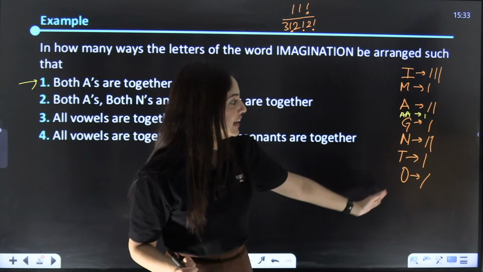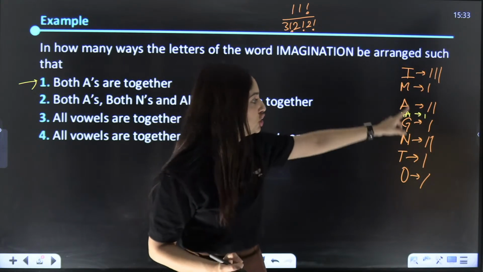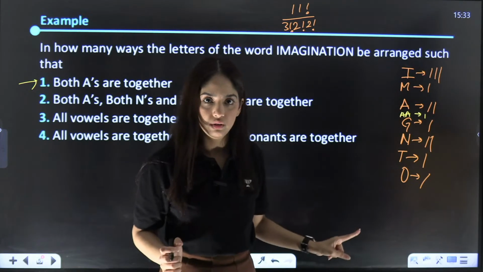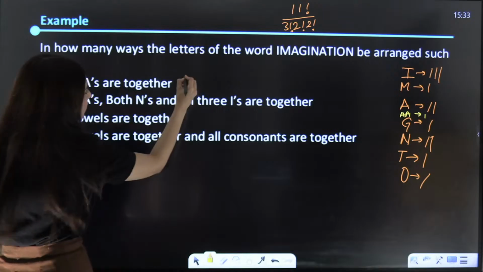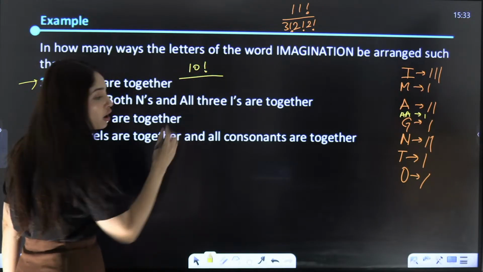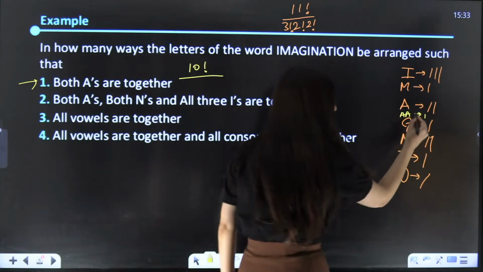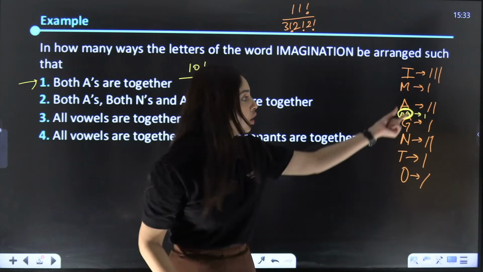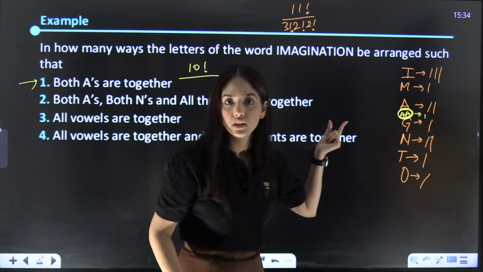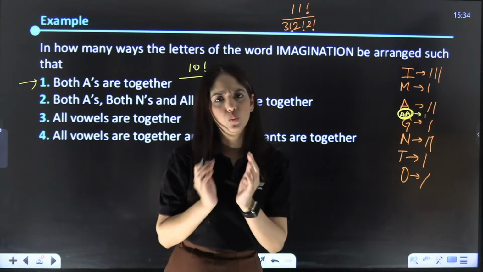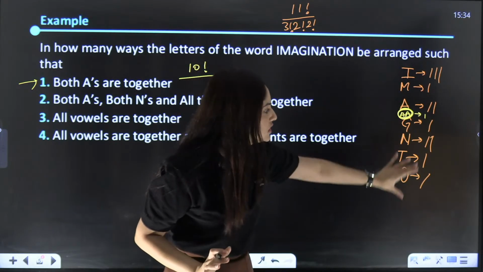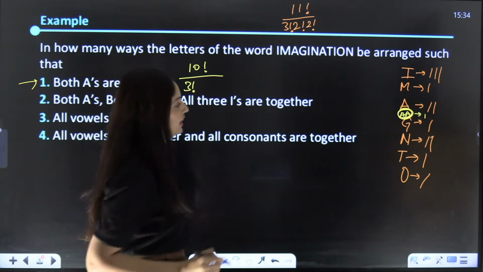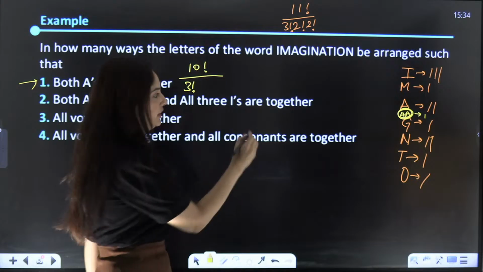Earlier we were arranging 11 things, now we will arrange 10 things. Instead of 2 A's, we have 1 AA unit. So we will arrange 10 things. And now how many repetitions do we have? Now this is 1 unit. There are not 2 different A's, so we will not divide by 2 factorial for this. This is just 1 unit. It acts as 1 object. The rest we have 3 factorial for I's and 2 factorial for N's.